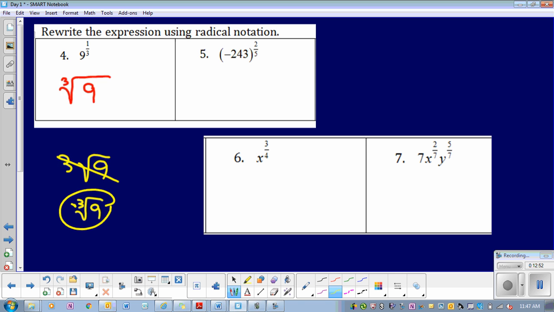Okay. So what about number 5? Draw your radical. Then what? Negative 243. Okay. And then what's the power on this? 2. All right. Yeah, I'm going to put parentheses. And then put the little 5.